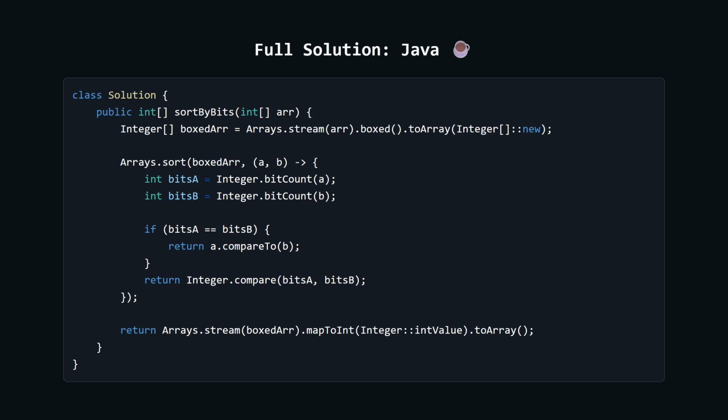Here's the full solution in Java. Because Java's standard sort doesn't let us use custom logic on primitive integer arrays easily, we first convert it to an array of integer objects. Then we use the built-in Integer.bitCount method to compare them, falling back to a standard comparison if the bits tie. Finally, we convert it back to primitives.